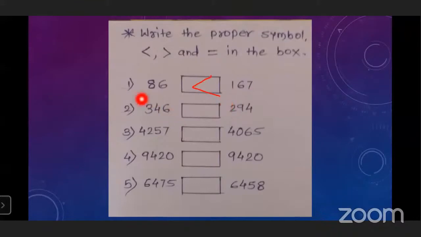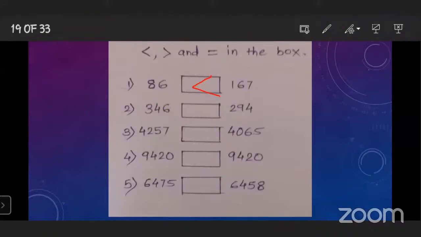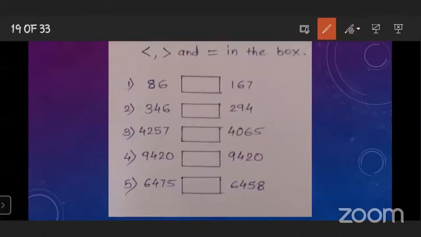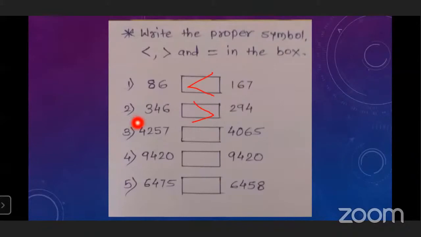Okay, first number means the left side number. When the first number is bigger, that time which sign do we have to use? Greater than. Why? Because the first number, 346, is the bigger number. Yes, very good. Means the first number is bigger, that time we have to use the greater than sign. Okay, and we can read it like this: 346 is bigger than 294.